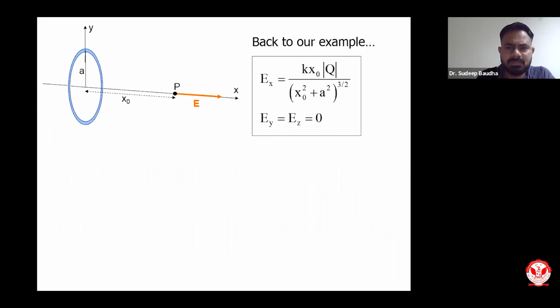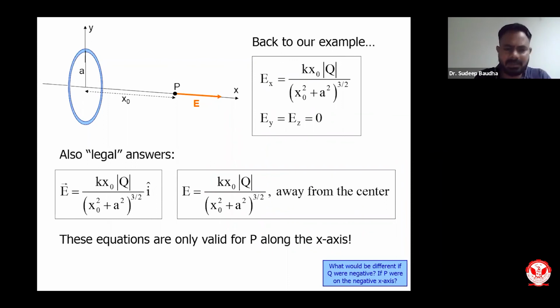So this is what we have done. This is the final value of the electric field because of the ring, which has a value of k x naught Q upon (x naught square plus a square) to the power 3 by 2. You can also write it in different ways, as I already said. You can write it in this particular way, or when it is away from the center, or in terms of components. So I can write i hat, which indicates the x component. Y and z components are already 0 for this case.